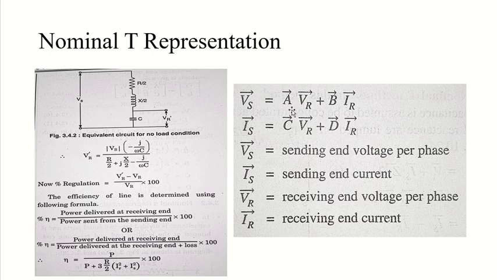Here, as you can see, the formula on the right hand side, this one, Vs is equals to AVR plus BIR, and Is is equals to CVR plus DIR, right? So this was the formula which we used to derive the generalized constants for all the lines, or we also call them ABCD parameters for all the lines. So we derived these ABCD parameters for all types of transmission lines, considering their sending end voltage and current values and receiving end voltage and current values.